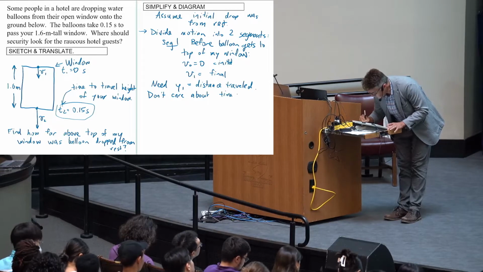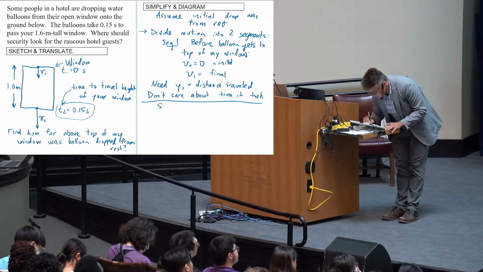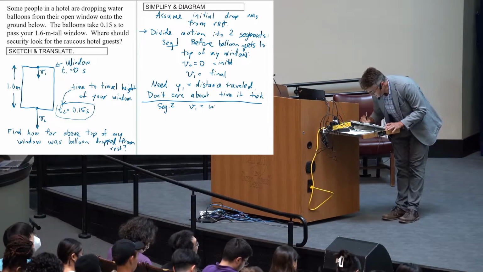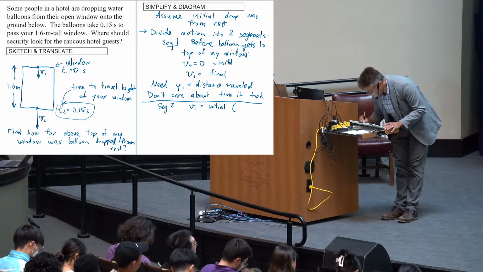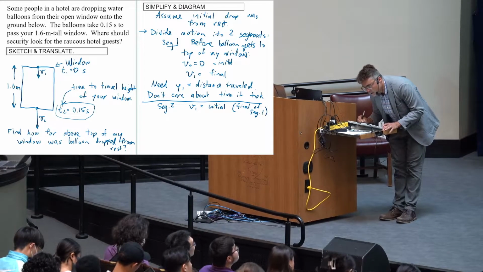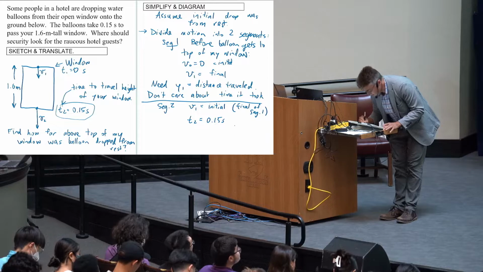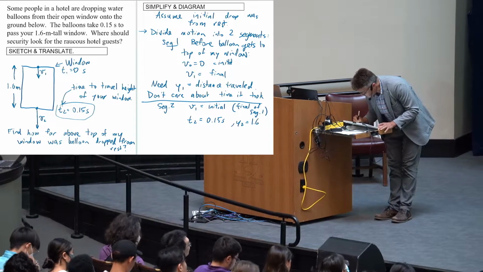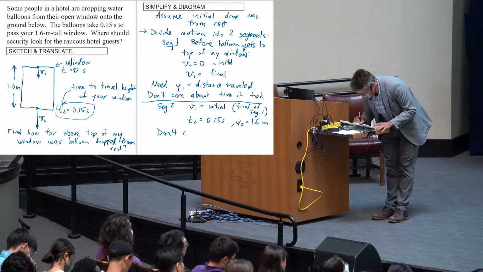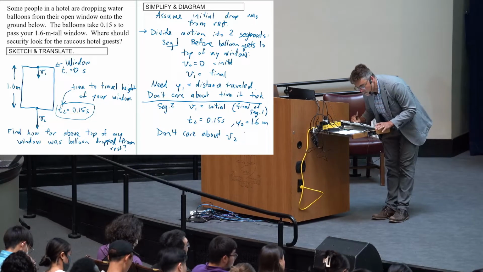I guess I'll call it T1 or something like that. But anyway, for segment 2, V1 is equal to the initial, which is the final of segment 1. So we're going to care about that. And T2 is equal to 0.15 seconds. And Y2 is equal to 1.6 meters. And in this case, I don't care about the final speed, V2.